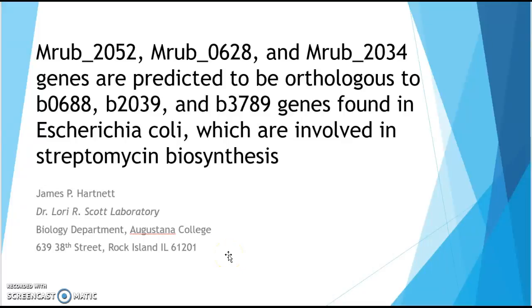Hi, my name is James Hartnett, and for my project, I analyzed three genes found in Myothermus ruber, otherwise known as M. ruber, and compared them to three genes found in Escherichia coli, otherwise known as E. coli, which are involved in the streptomycin biosynthesis pathway. The locus tags of the genes analyzed in M. ruber include MRUB2052, MRUB0628, and MRUB2034. The locus tags of the genes analyzed in E. coli include B0688, B2039, and B3789.